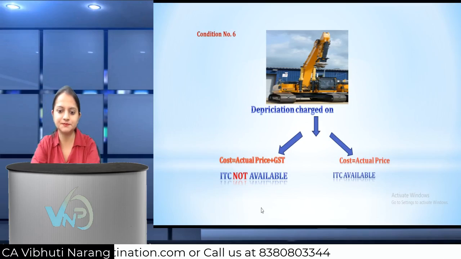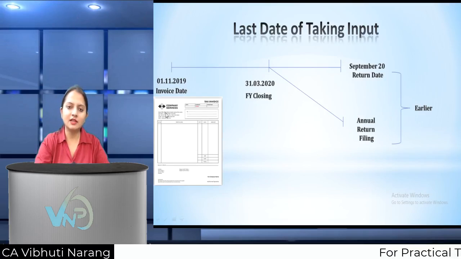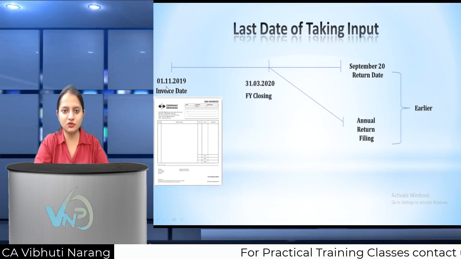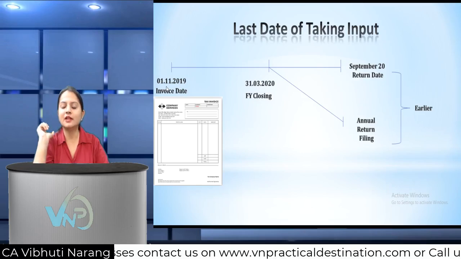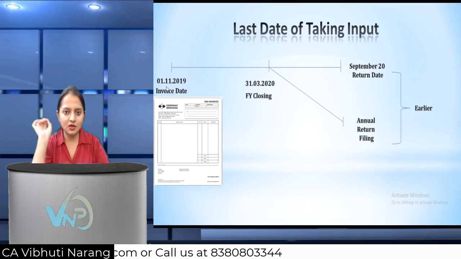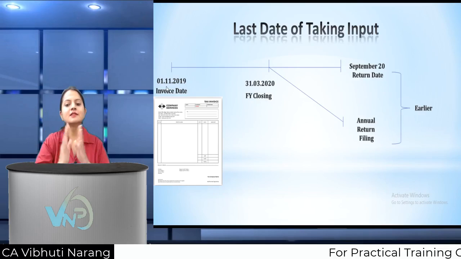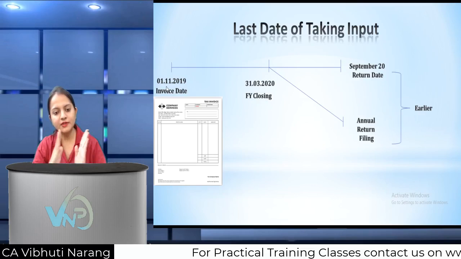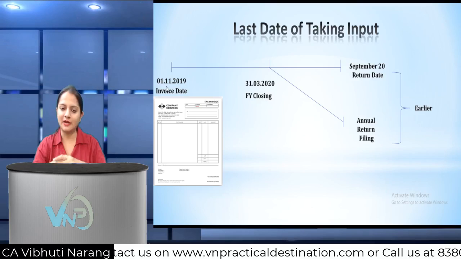The next important thing is the last date of taking input. Let's suppose I have in my case an invoice which is being generated on 1st of November 2019. If I talk about the financial year 1920, it will end on 31st of March 2020. The financial year will close on 31st March 2020. Now the last date of taking input is not the invoice date. It is the September return of the next financial year or the annual return filing for that financial year.